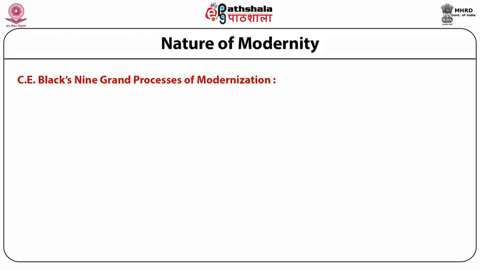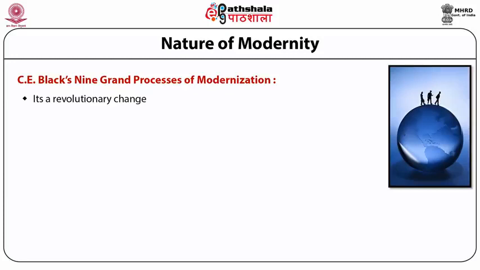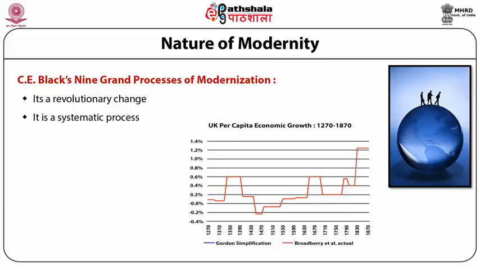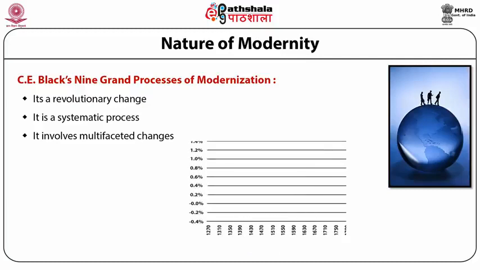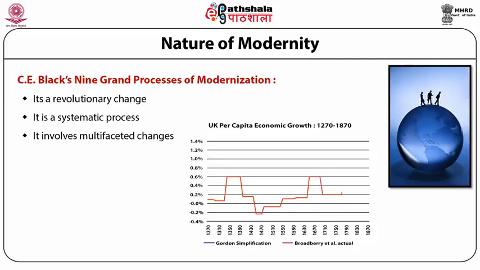Firstly, modernization is seen as a revolutionary change. Modernization is a radical change. It implies that modernity is a complete break from the past. It marks a complete departure from the traditional values. The second important point about modernization is that it is a systematic process. The third important point is that modernization involves multifaceted changes. In other words, modernization involves change or transformation in multiple spheres of public life, including social, political, cultural, and economic.